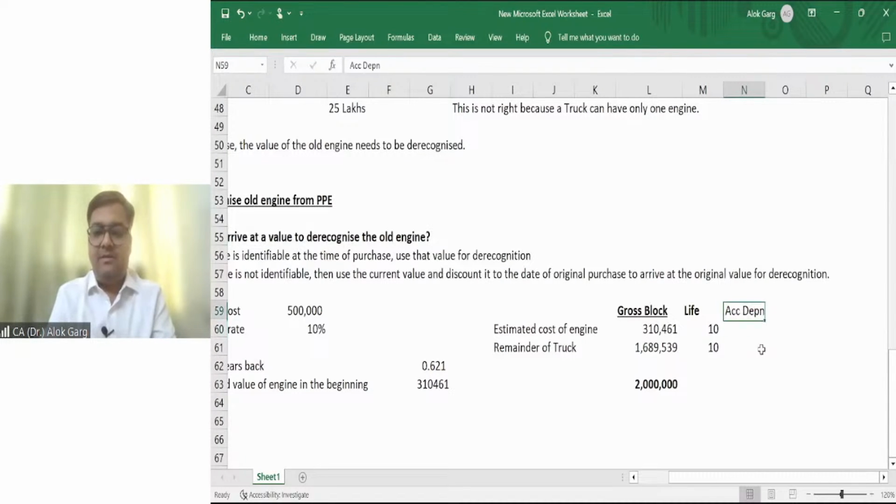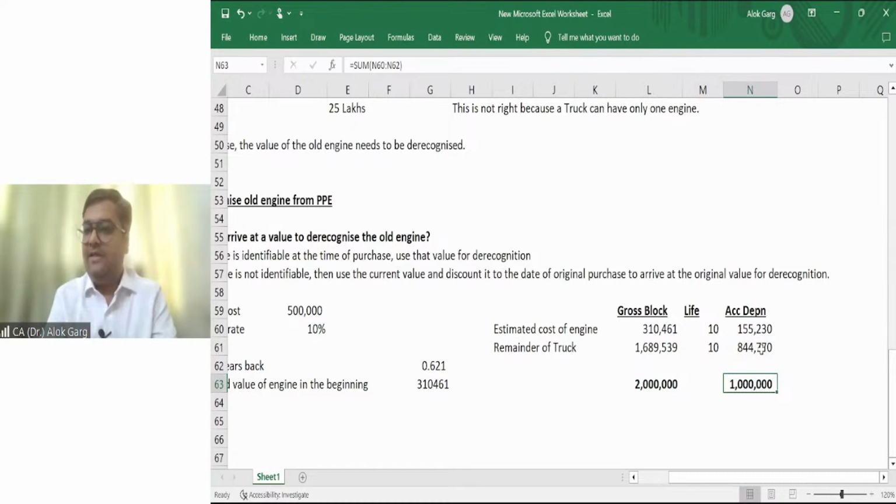Then there is your accumulated depreciation. What is your accumulated depreciation so far? 310,461 divided by 10 multiplied by 5. Right? Again, divide by 10 multiply by 5. So technically it should be 10 lakh rupees in the 5 years. Technically 10 lakh is there. So I have calculated the accumulated depreciation also.